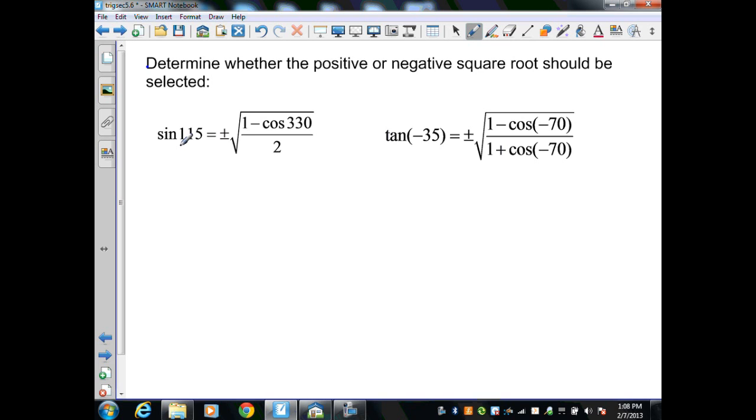Our first example, we want to determine whether the positive or negative square root should be selected. Here I have the sine of 115 degrees. 115 degrees is in quadrant 2, and in quadrant 2, I know that the sine function is positive.